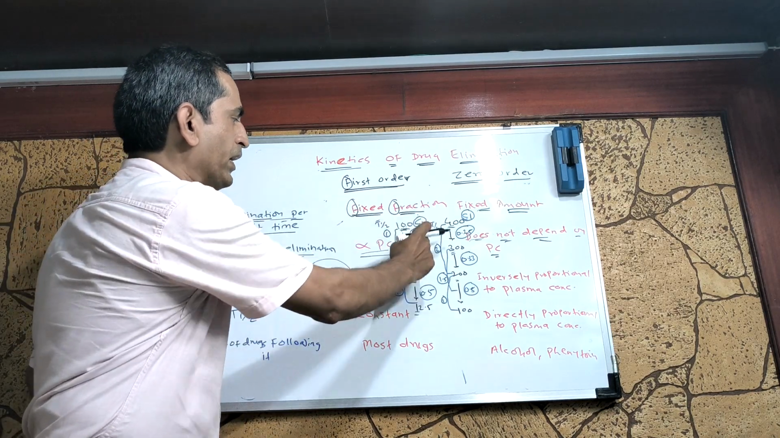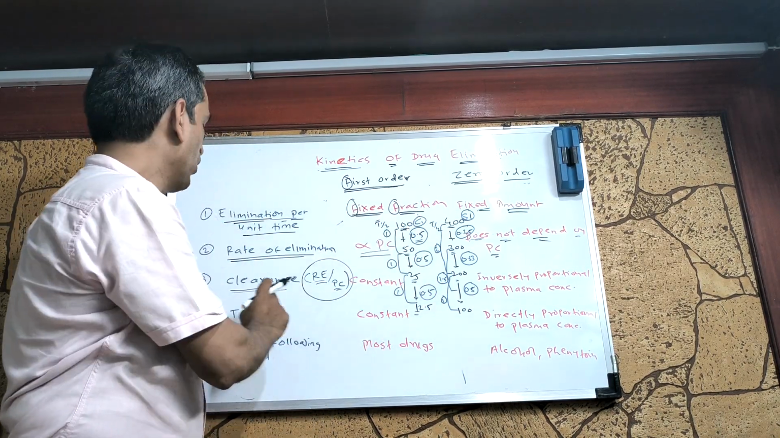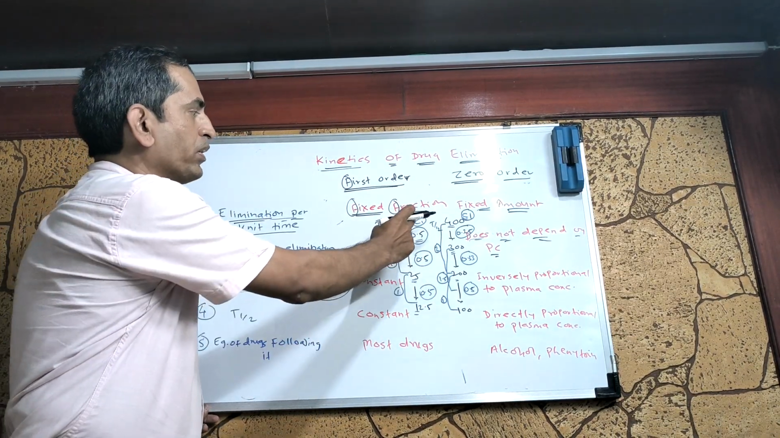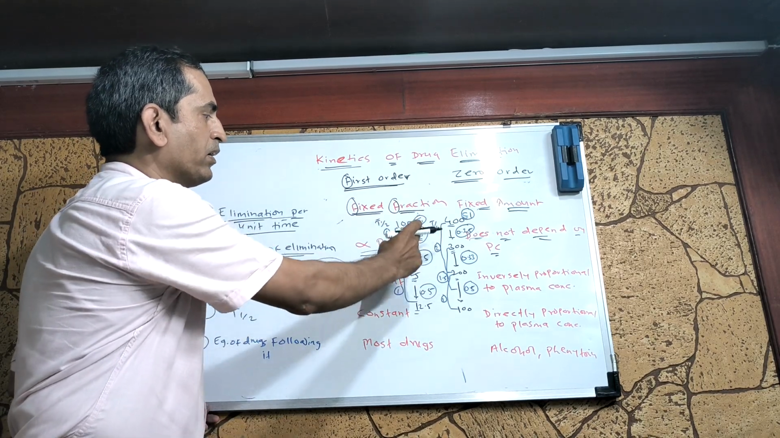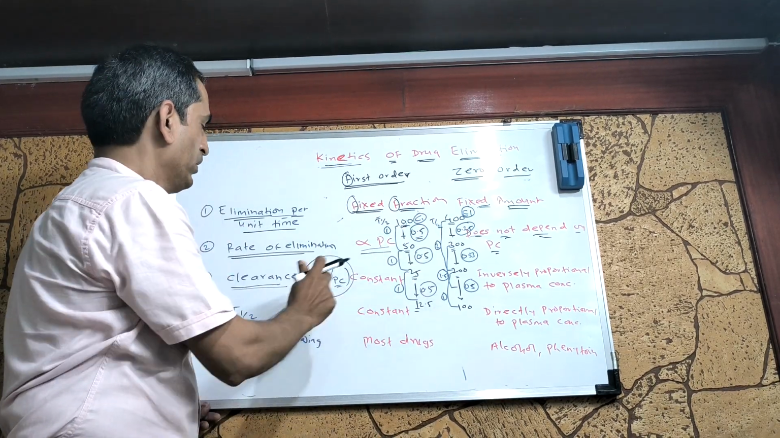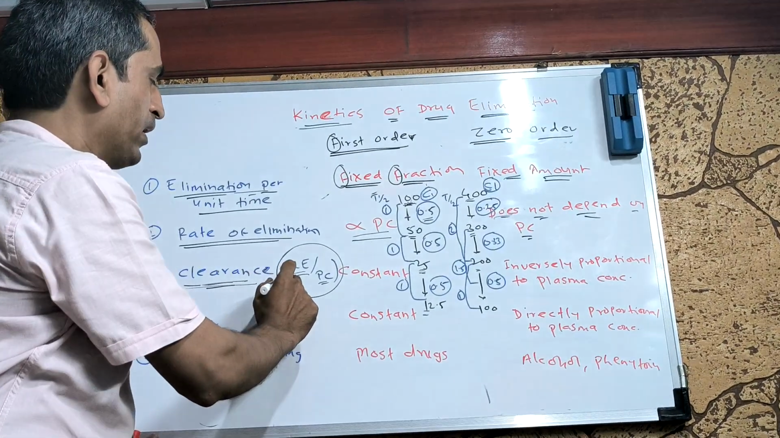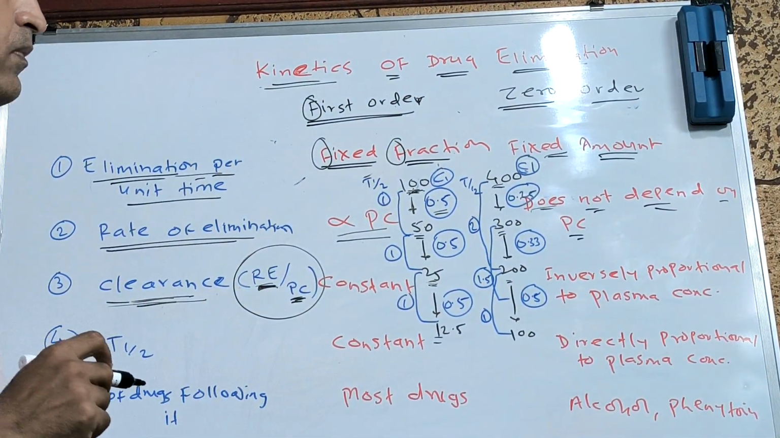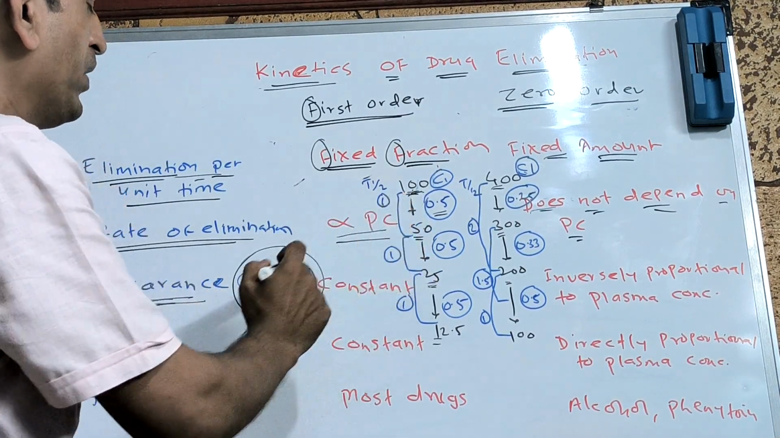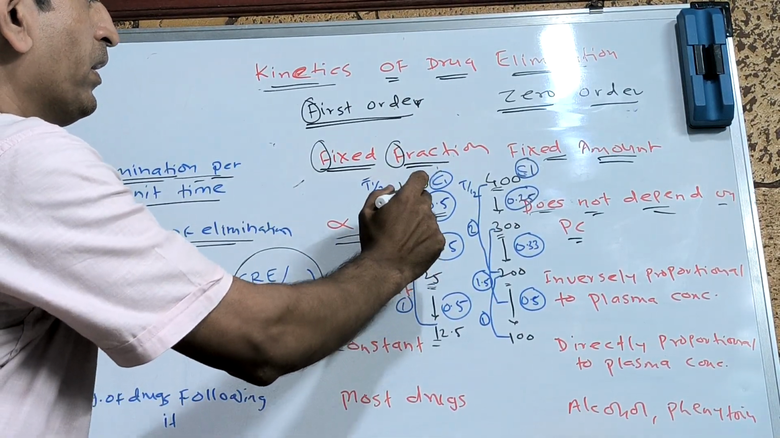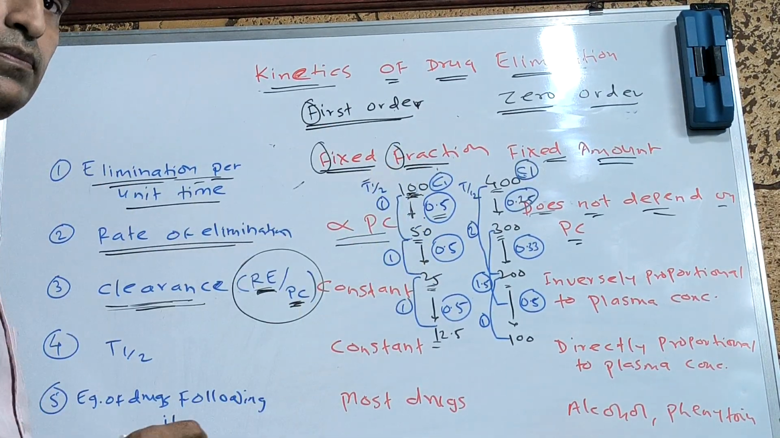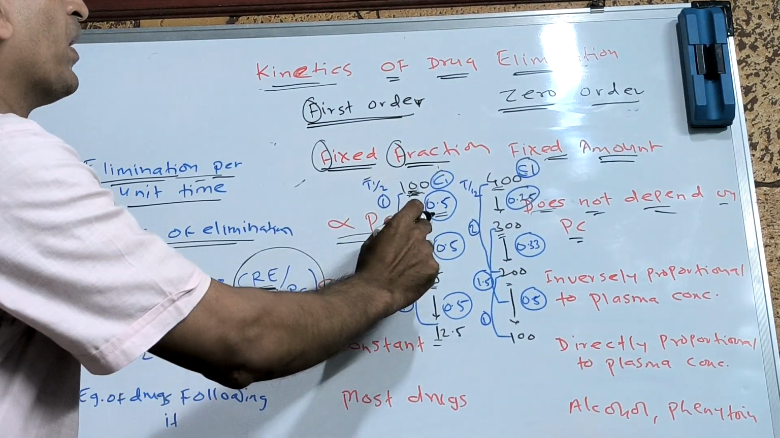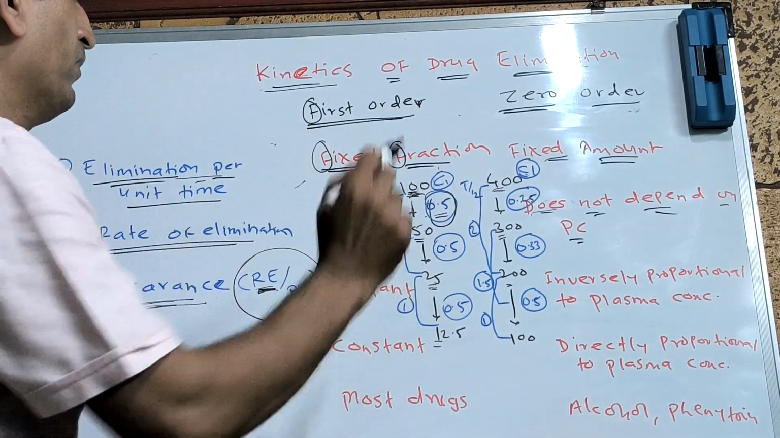So on this side, the blue numbers are about the clearance. Concentrate on the blue numbers, which are about the clearance. Clearance is calculated by the formula rate of elimination divided by plasma concentration. The rate of elimination here is 50, plasma concentration is 100. So that means the clearance becomes 0.5.